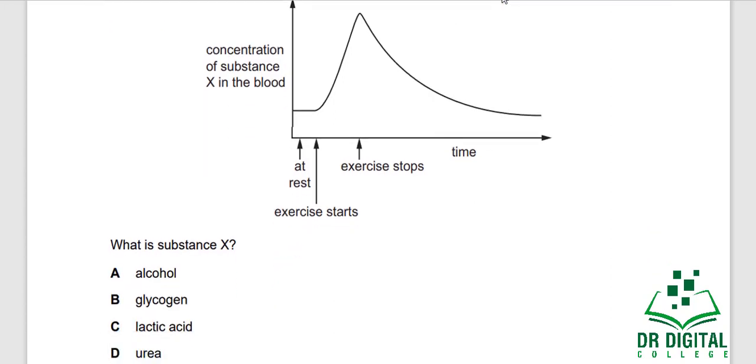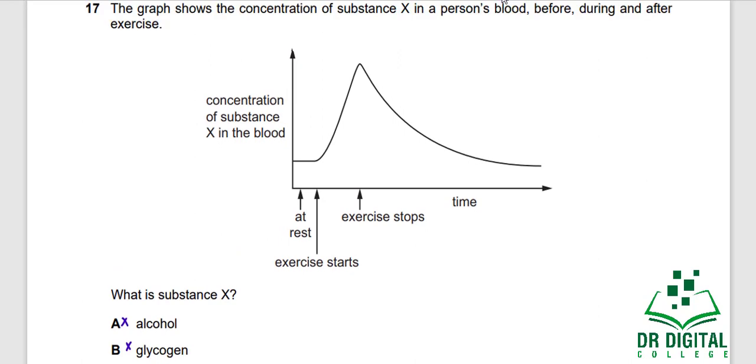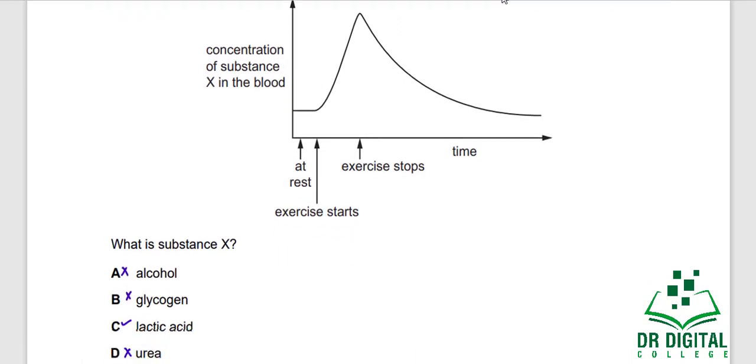Substance X: alcohol, glycogen, lactic acid or urea. You know that urea has nothing to do directly with the exercise. Lactic acid is produced in anaerobic respiration. Glycogen is broken down during exercise, so its concentration cannot increase. Similarly, if alcohol is there, its concentration cannot increase during exercise. It should decrease because it will be filtered out, it will be removed. So A, B and D are the wrong options. So the correct answer for question 17 is lactic acid.